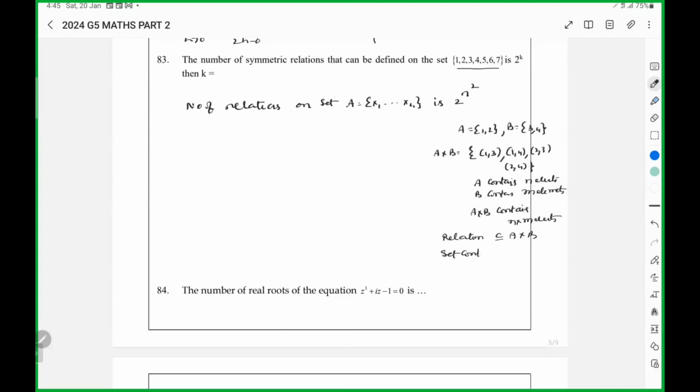Set contains n elements, number of subsets is 2 power n.